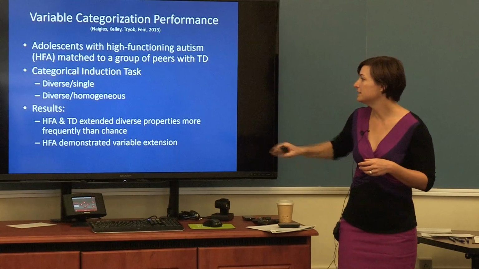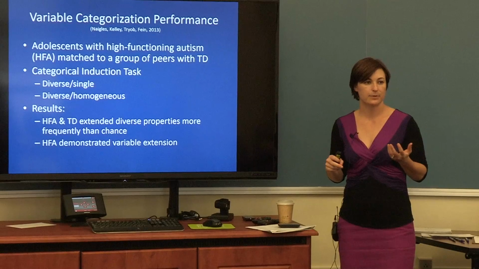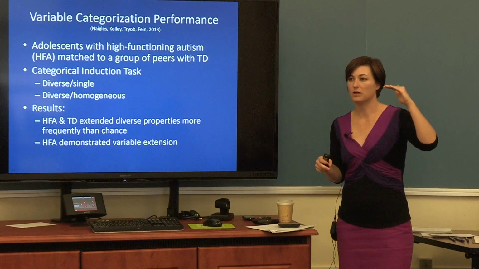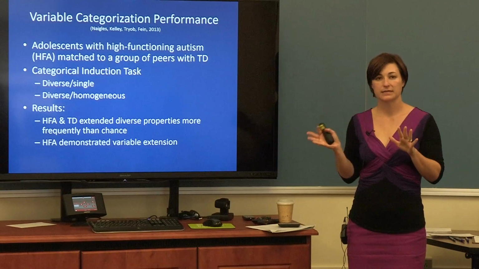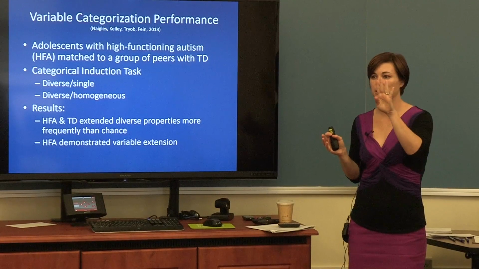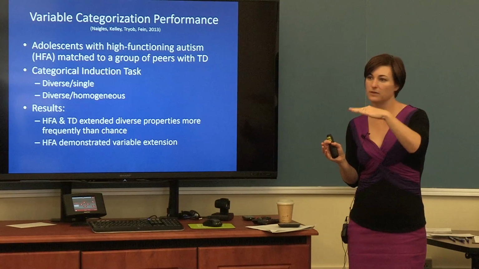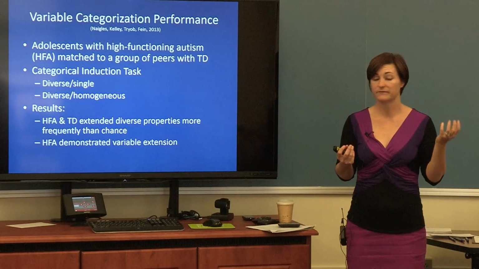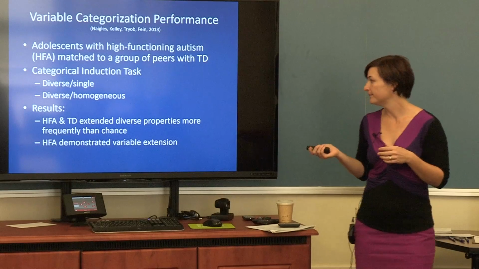And what they found was that both the school-age adolescents with high-functioning autism and the typical language learners extended the diverse properties, just like we would expect, at a level above chance. But when they really looked into the data, yes, the kids with autism were extending at levels above chance, but they weren't being really consistent in this extension across the experiment. So sometimes they would apply it, sometimes they wouldn't, even though it was at a level above chance, which is really surprising. They seem to have figured out that this was a really relevant property, but they're not being systematic in using this across the research study.